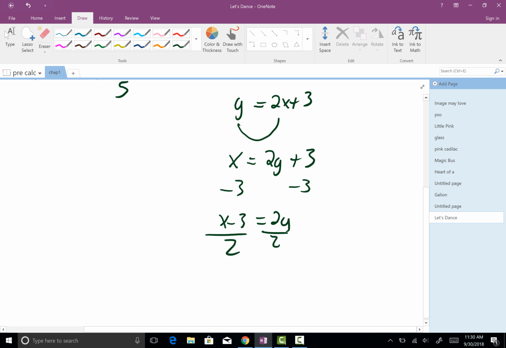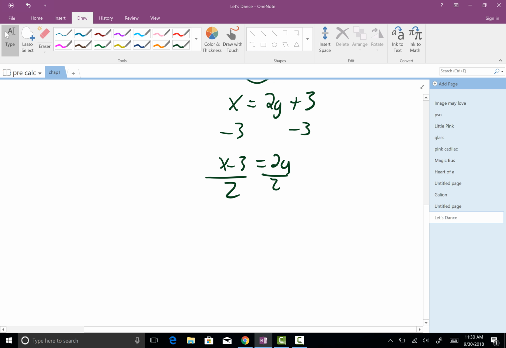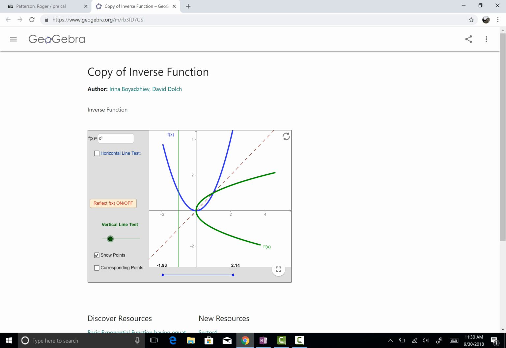All right. Now, I wanted you to get to the Chromebooks because I wanted you to go to the website and pull off this file called function inverse, which looks like this. So I'll go ahead and we'll pause this until you get there. All right.